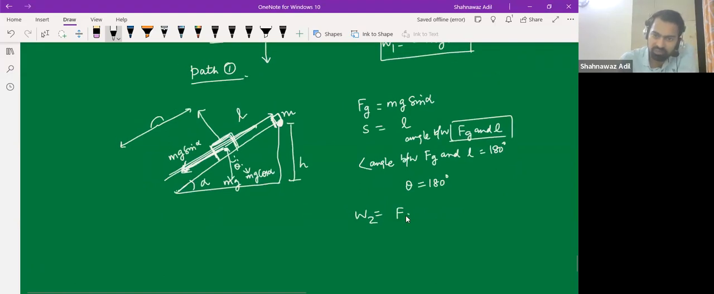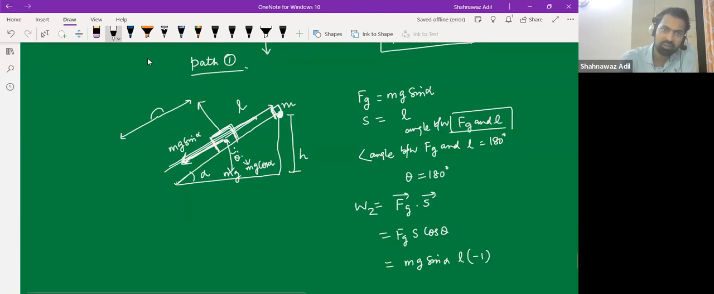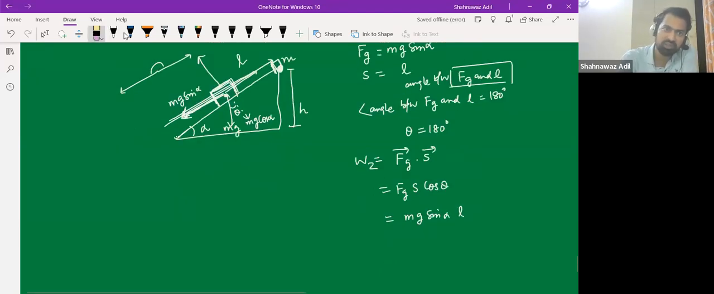So now let us calculate the work done. So this would be Fg dot S, so Fg S cos theta. And we know that the angle is 180 degrees. So this would be Fg, which is mg sin alpha, S is L, and cos 180 is minus 1. So this would be minus mgL sin alpha.